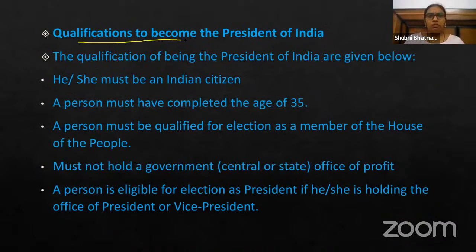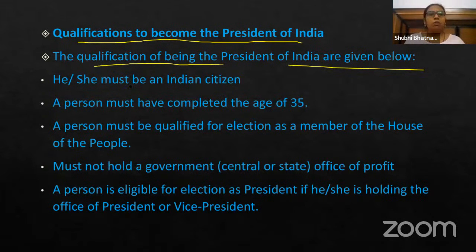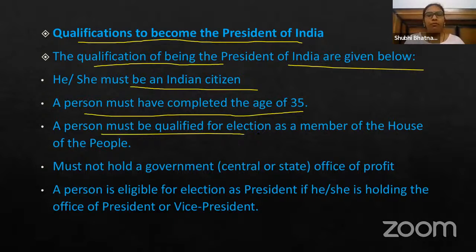Now, there are some qualifications to become the president of India. Not everybody can become the president of India. There are some specific qualifications that a person needs to have in order to be nominated as the president. Okay. Now, the qualifications of being the president of India are given below. He or she must be an Indian citizen. Indian citizen होना चाहिए. A person must have completed the age of 35. A person must be qualified for the election as a member of the House of the People.